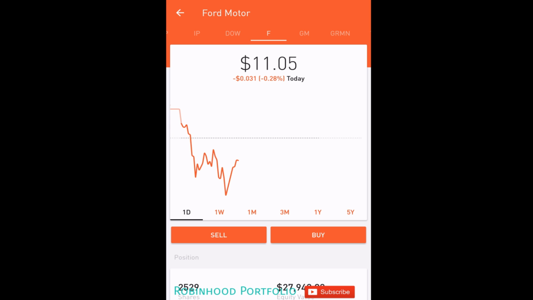So yeah, I put in my limit buy. Again, you basically are just waiting for that order to be executed. And you can see here, it's trending up a bit. So the $11.02 trade may take a while to execute. It might take several hours. It may take until the afternoon trading to execute.